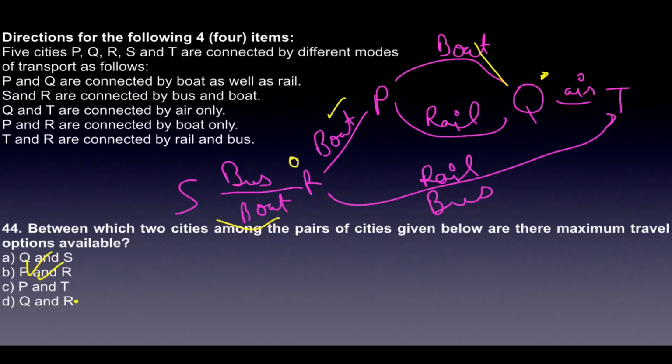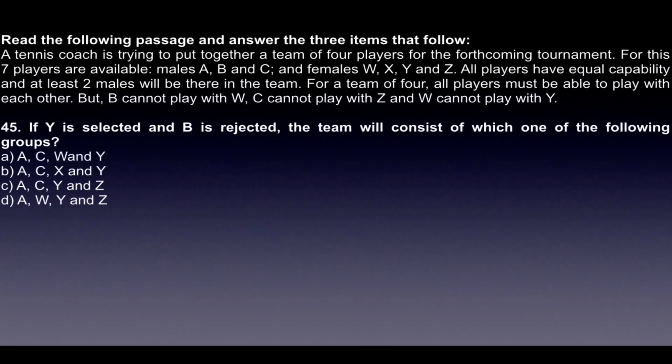Now see the options Q and R and Q and S. So by whatever way you reach to R, you can always add bus and boat in it. Is that understood? So Q and R will always be less than Q and S. So answer becomes Q and S. Very, very logical. So answer is Q and S.